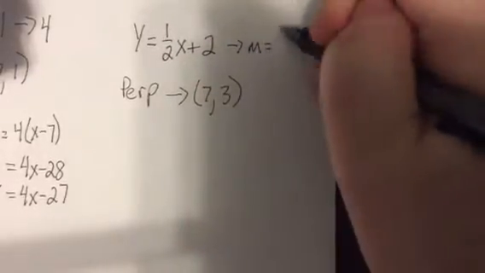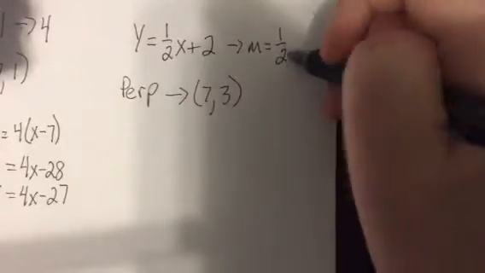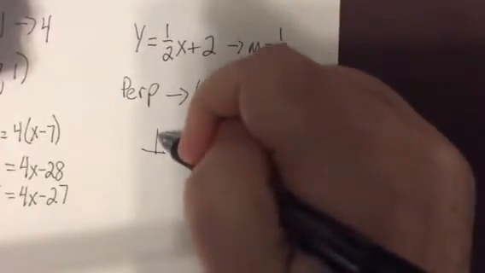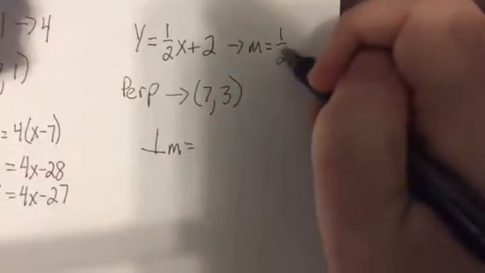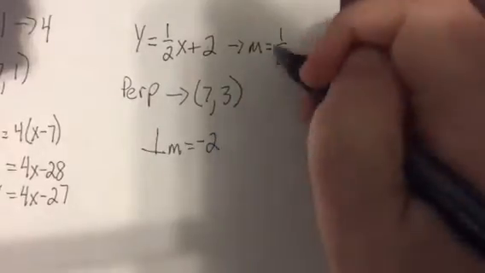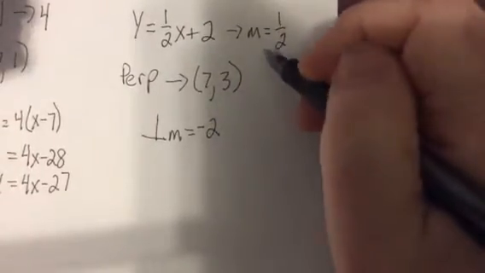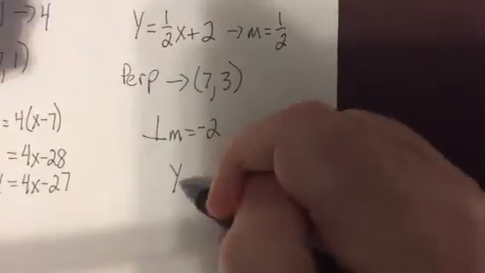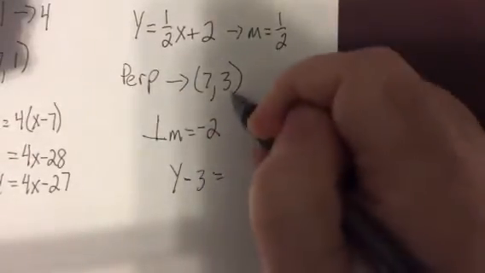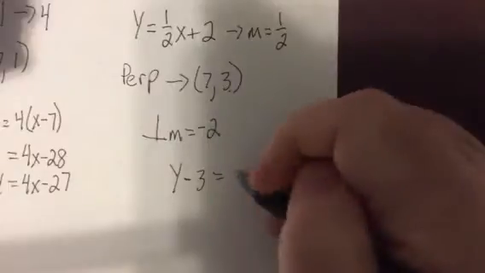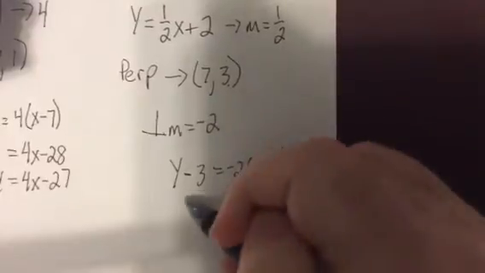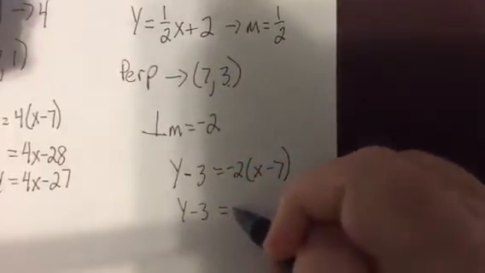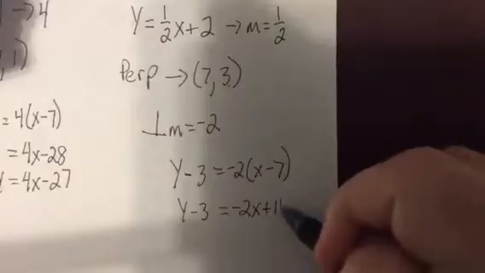This slope is going to be 1/2. Then the perpendicular slope, and the upside-down T always means perpendicular, would be the negative reciprocal, or -2. Opposite, flip, opposite, flip. So you go y minus 3, that's the point we're going through, equals -2 times x minus 7. So y minus 3 equals -2x plus 14.